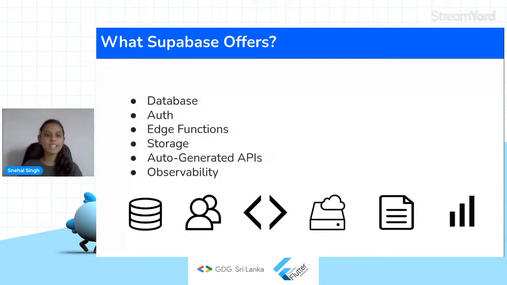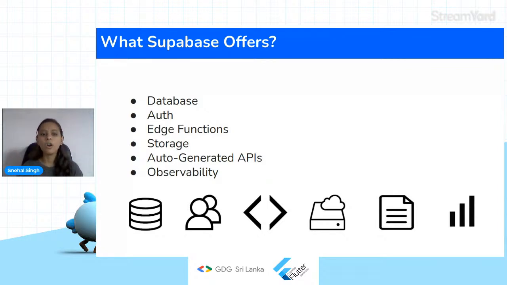Now the third one is edge functions. Here you can create edge functions to listen to webhooks, or you can also use these edge functions for interacting with third party libraries like Stripe. And the fourth one is storage. So you can create multiple buckets inside the platform, and you can store your files and folders so that you can access them later.